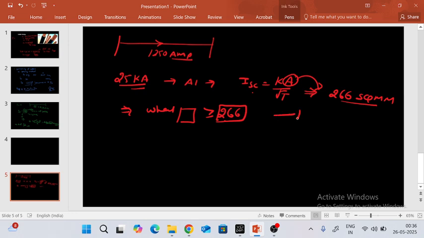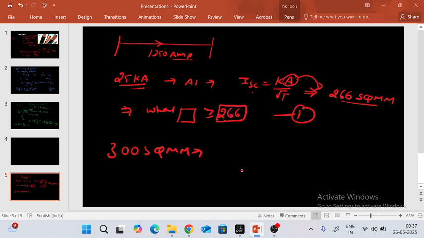This is the first and most important criterion. Second, we have to use a cross section higher than 260, so we cannot use 240 SQM. We can go for 300, 400, 500 SQM cables. So I choose a 300 SQM cable. We refer to the cable manufacturer or IS code, because every SQM is not available. From the range of 240 we jump to 300 SQM.